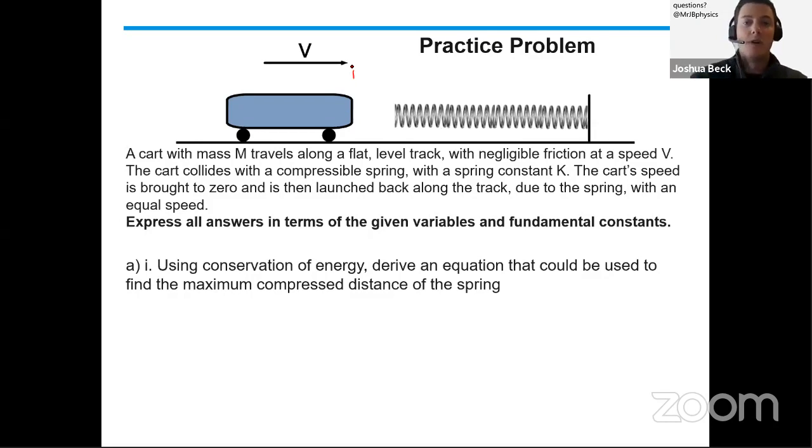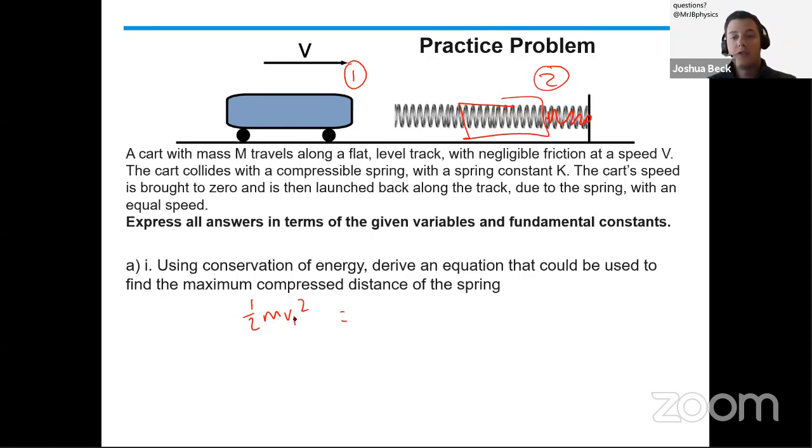So I'm going to say that point 1 is just before these things collide. I'm going to say that point 2 is when this cart is at its maximum displacement and this thing is compressed all the way, or as far as it will compress. Okay, so before it collides, all of our energy is going to be kinetic energy. So we're going to have 1/2 mv squared. Now at point 2, I'll call this v1. At point 2, all that energy is going to be stored inside of the spring. So I'm going to call this 1/2 kx squared.